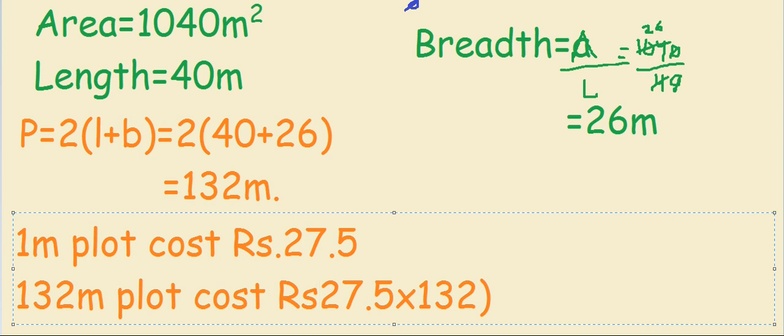I hope you are ready, you are doing this along with me, and this is so simple. Just multiply 132 with 27.5 and you get the second part of the answer. If you multiply this, you will get rupees 3630. So this is my answer, rupees 3630.